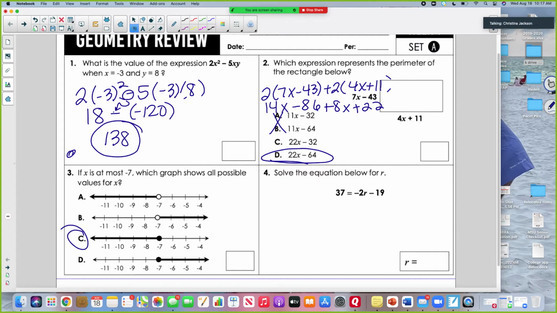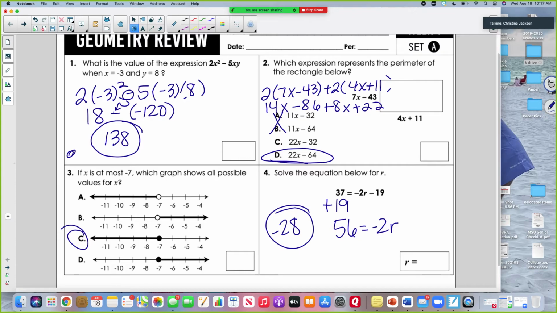Then we've got this baby equation over here. What do we do first? Add 19. And what does that give you? 56 equals negative 2r. So r equals what? Negative 28.